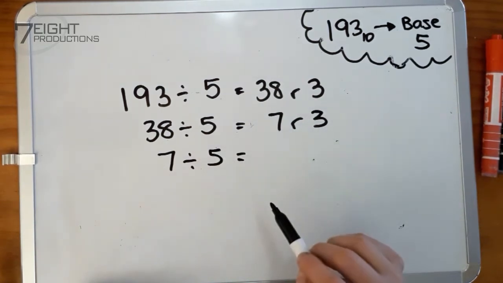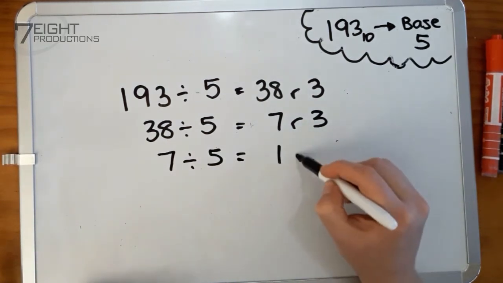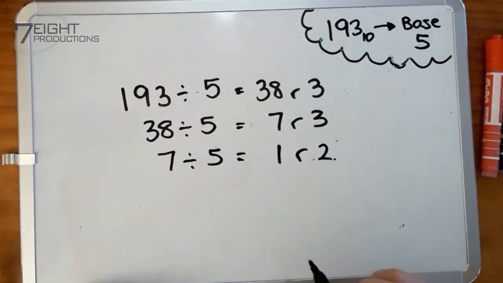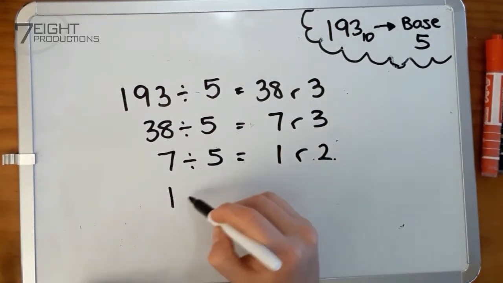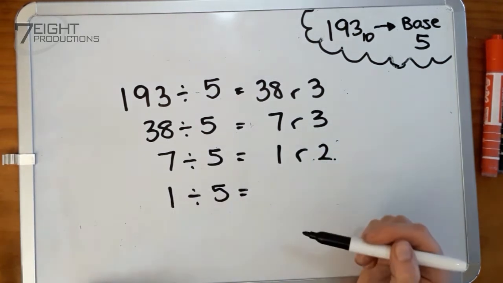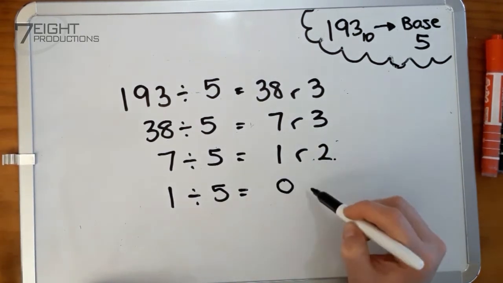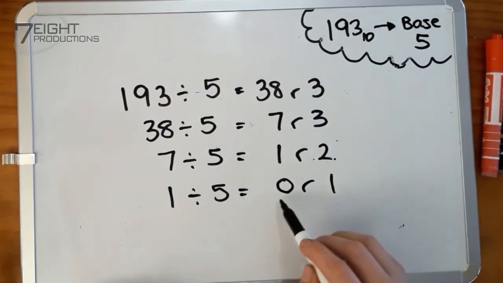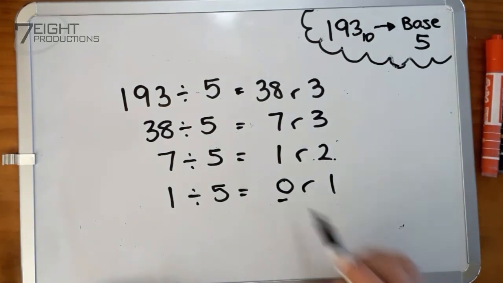And this is equal to 1, remainder 2. Take the whole number 1, we divide it by 5. Now 5 cannot go into 1, so we have 0, remainder 1. As soon as we get to a 0 in our whole numbers, we stop.